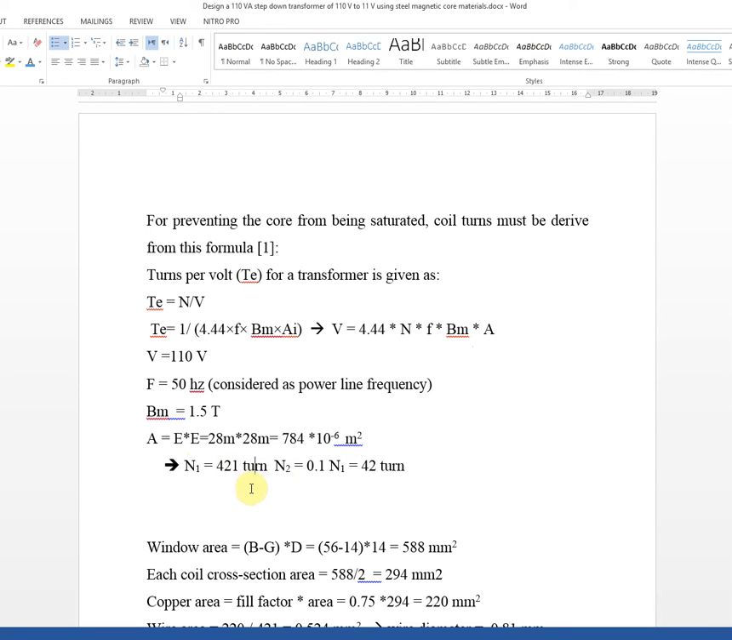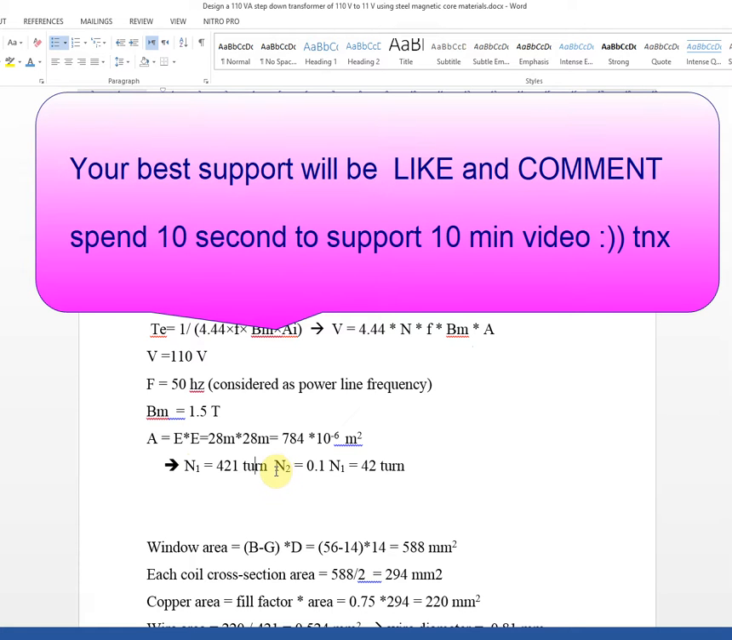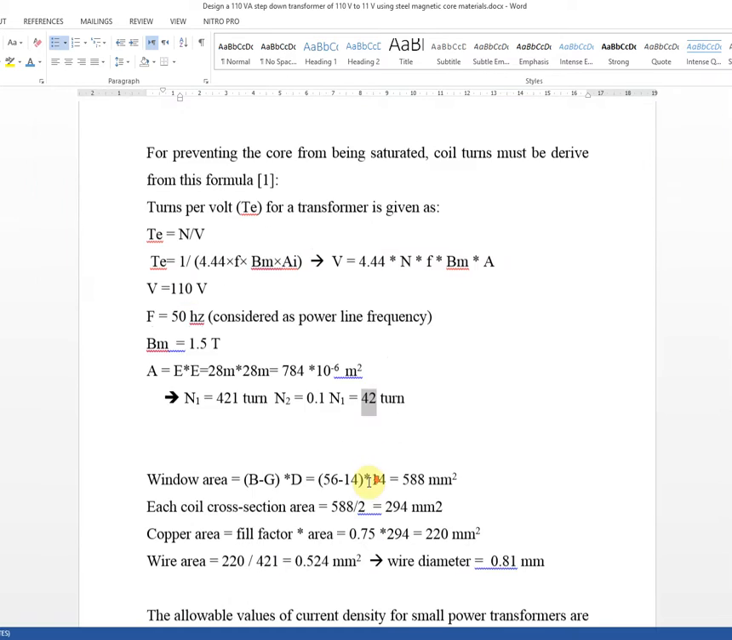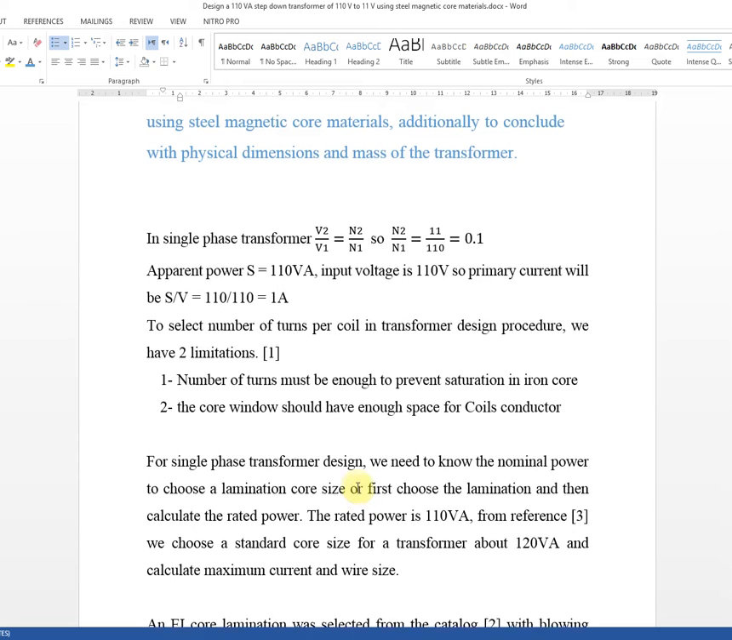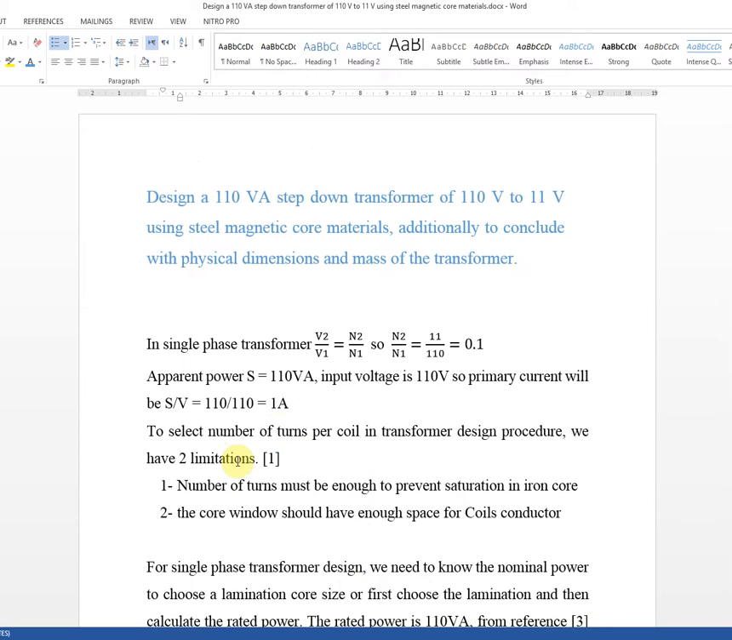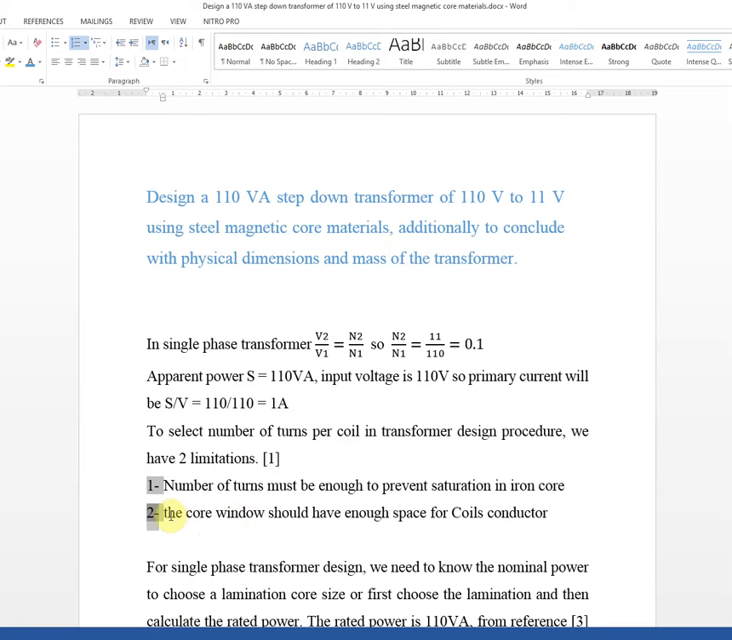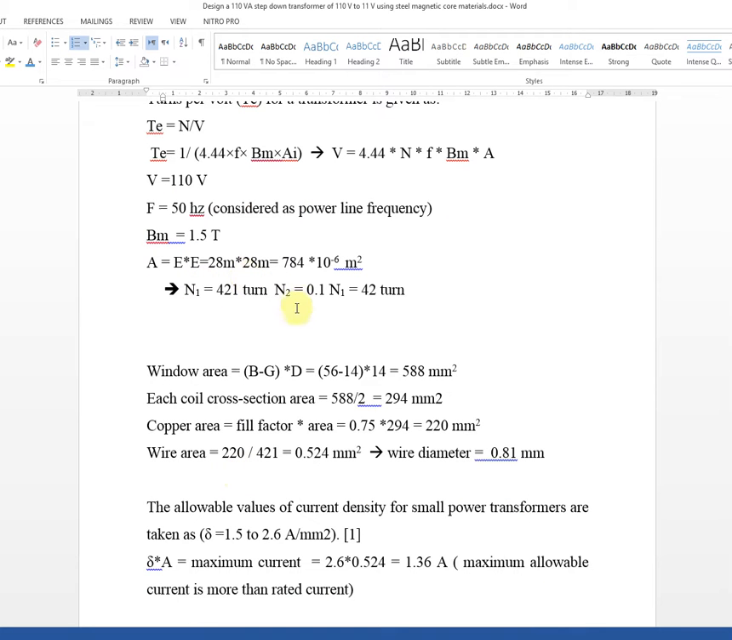And we know the ratio of the transformer. The ratio was 0.1, so the secondary coil winding will have 42 turns. Now we have to check the second limit. We know that our turns will be 42 and 421. The second limit was that the core window should have enough space for our coils. We know the number of turns.